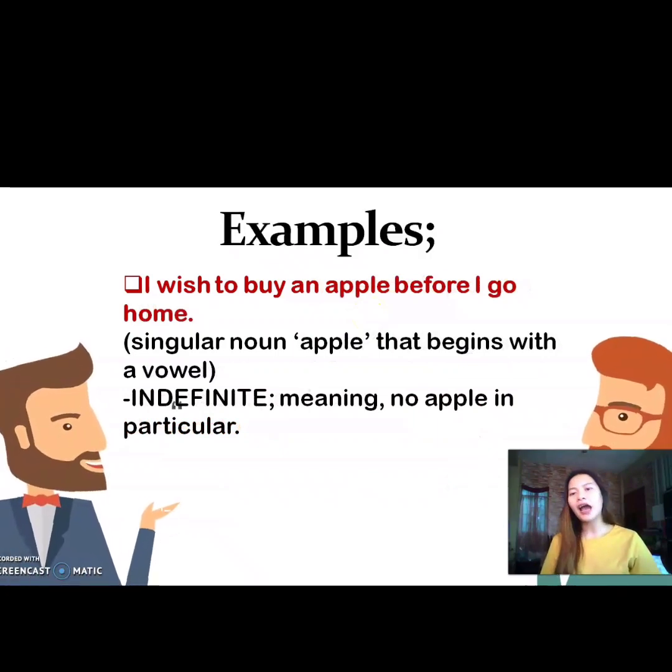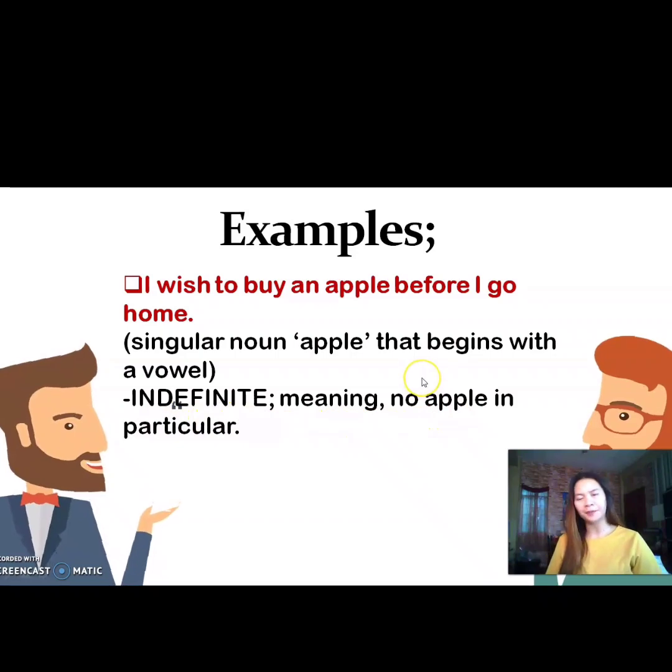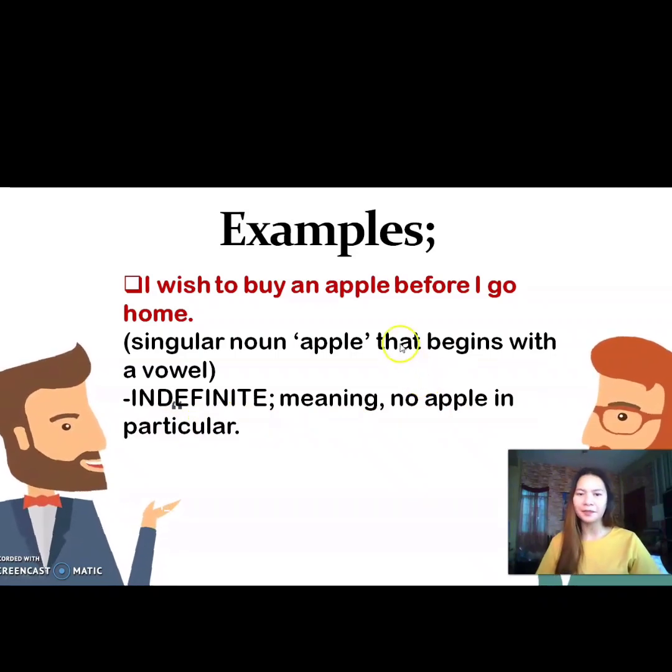Examples again. I wish to buy an apple before I go home. Like the rule says, if it is a vowel that is preceded by the article, it should be an apple. Singular noun apple that begins with a vowel. It is indefinite, meaning no apple in particular. Let us proceed.